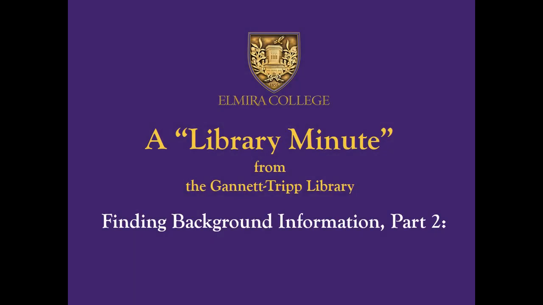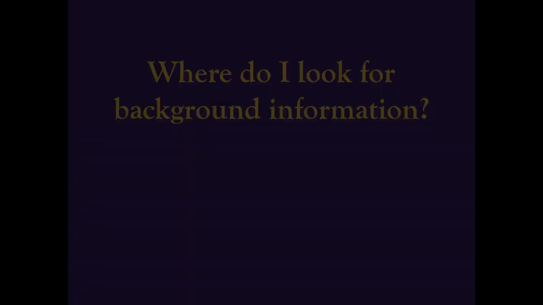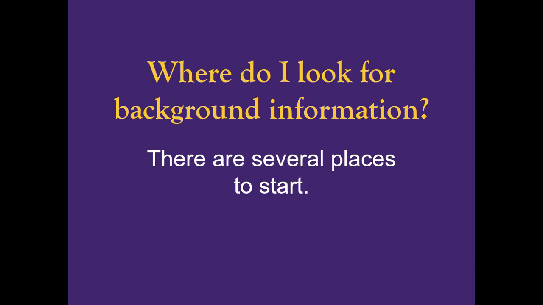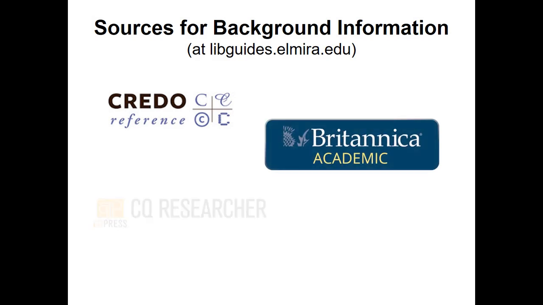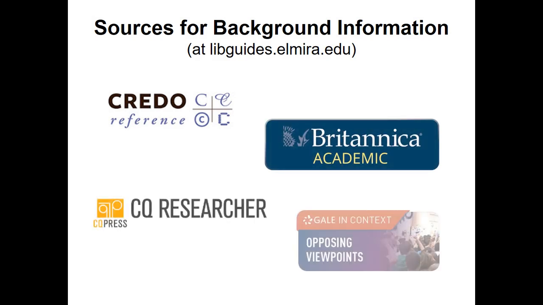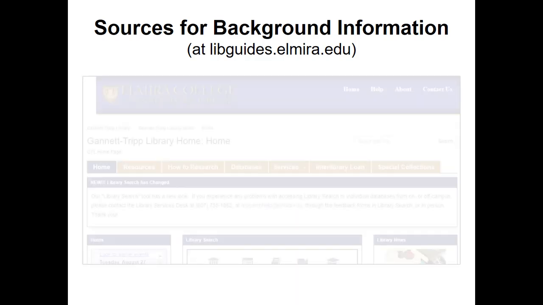In this video, you'll learn how to find background information. There are several places to start looking for background information, and you can access all of them through the library's webpage. We'll look at Credo Reference, Britannica Academic, CQ Researcher, and Opposing Viewpoints. You may need to use more than one of these resources in order to find the information you need.